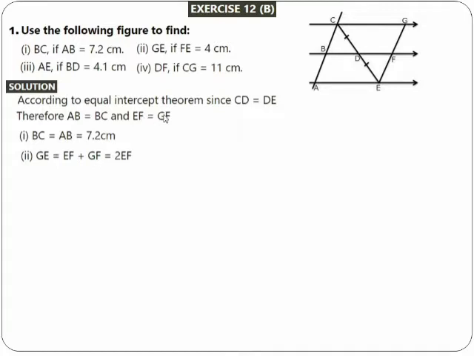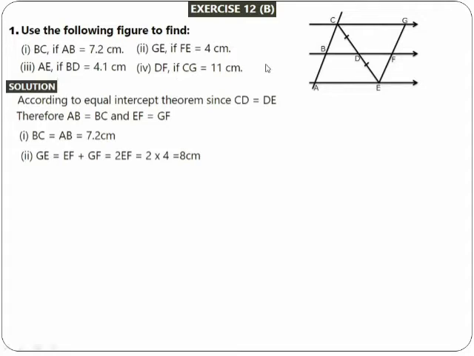You know EF and GF, they are equal, isn't it? So in place of GF, if you write EF, you get EF plus EF, which is 2 times EF. Okay, now here what you need to find is if EF or FE is 4 centimeter, you need to find what is GE, right? So GE is going to be 2 into EF, which is 2 into 4, that is 8 centimeter. Okay, so I got my second answer.